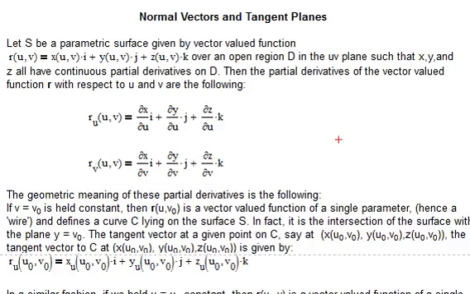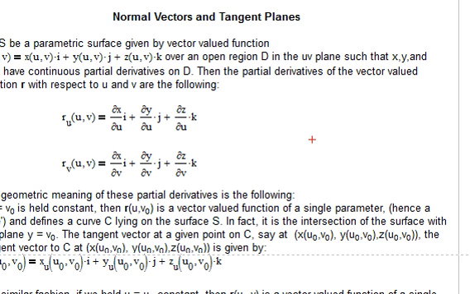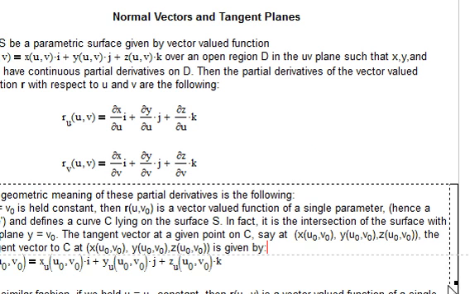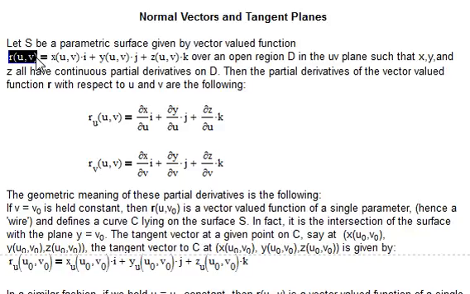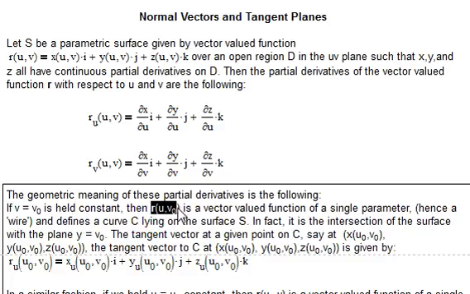I wouldn't tell you about partial derivatives unless I also talk to you about what they actually mean, and that's dicey, but we'll hopefully understand that. Okay, the geometric meaning of these partial derivatives is the following. If v equals v0 is held constant, then r of u, v0 is a vector valued function of a single parameter, hence a wire, and defines a curve C lying on the surface S. In fact, it's the intersection of the surface with the plane v equals v0, right?